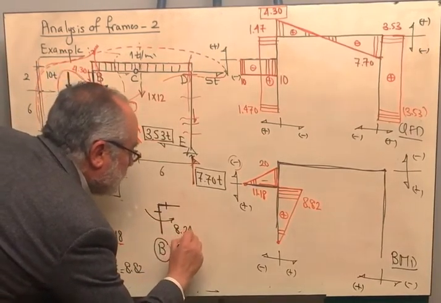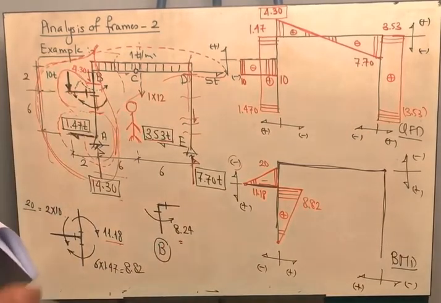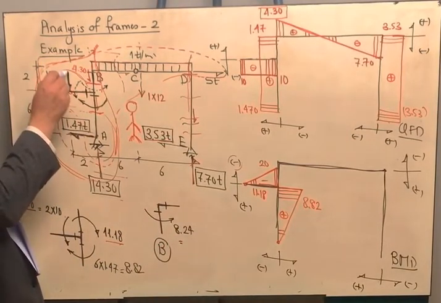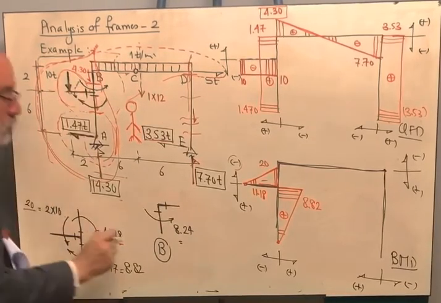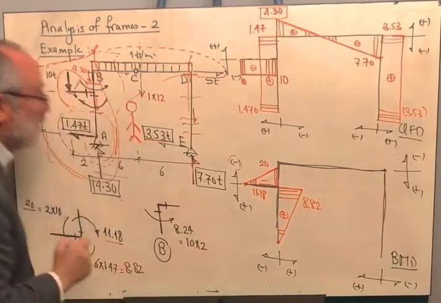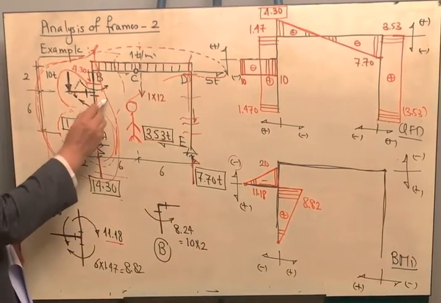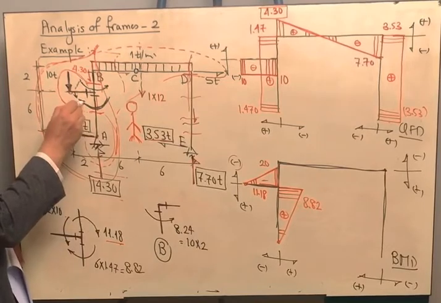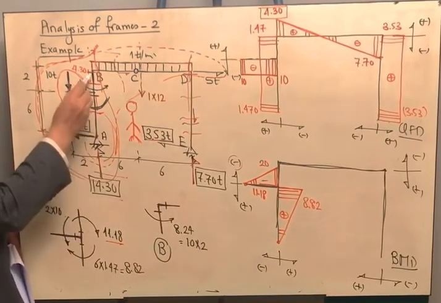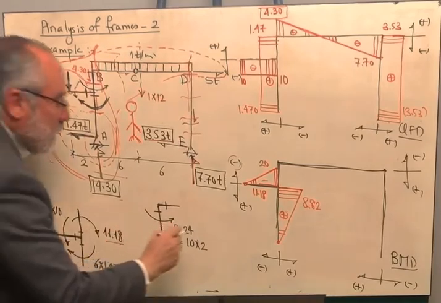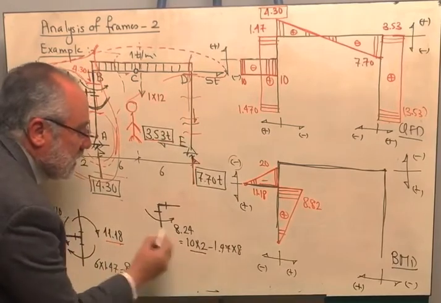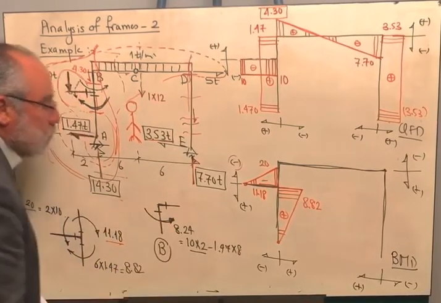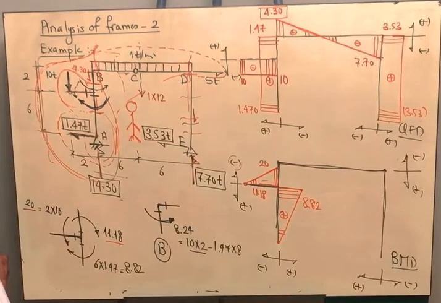is 8.24. Again, how did I get this? This force is rotating in this direction like this, which is 10 multiplied by 2. And the 1.47 is rotating in the opposite direction, like that. So it is 1.47 multiplied by 8. So this is minus 1.47 multiplied by 8. Because this is the bigger amount, I am having the resultant moment at this section is 8.24.